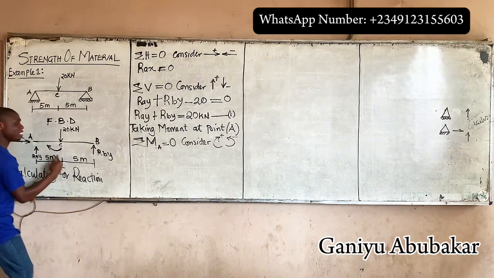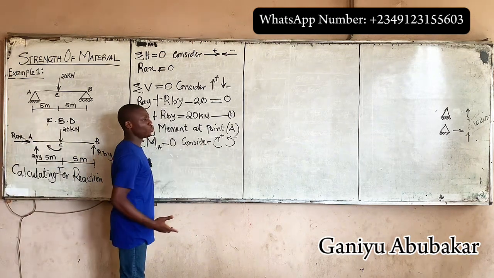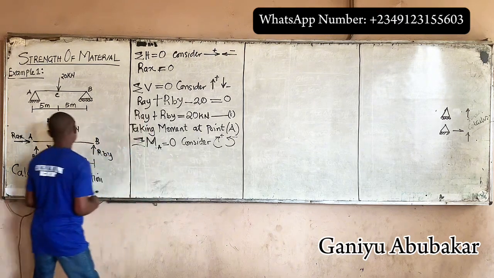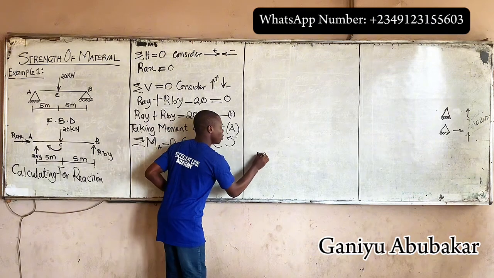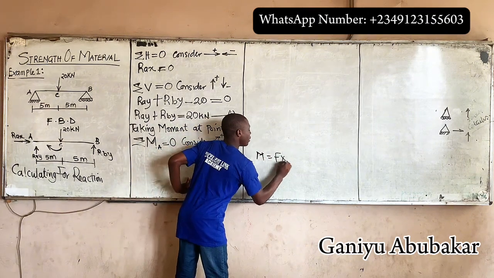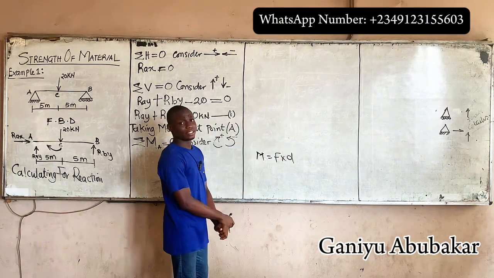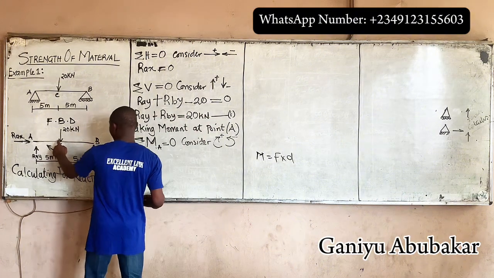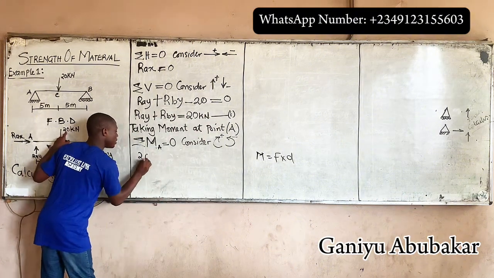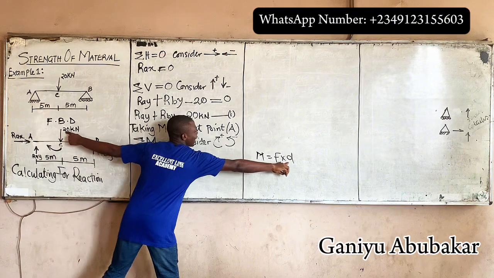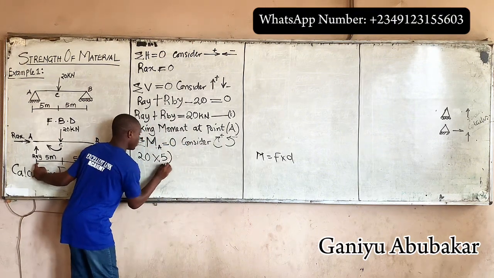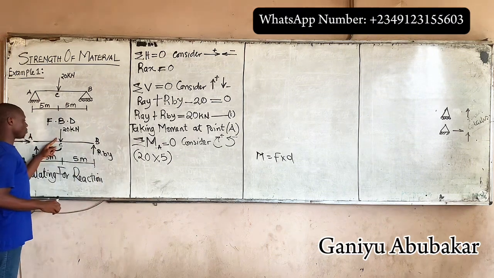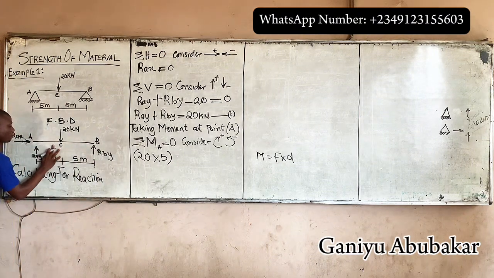What kind of direction is this? A clockwise direction, because it is positive. Notice that moment itself is force times perpendicular distance. So what's my force for C? The force is 20 times distance. From here to here is 5. So I have 5 here. I'm done with C. I clean up C.